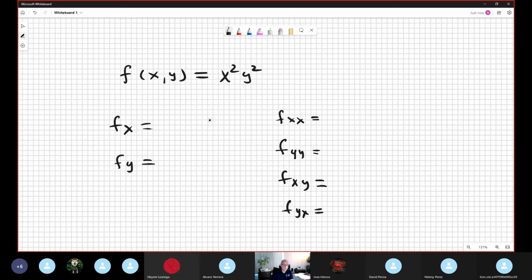2xy squared. Cool. And what about the partial derivative with respect to y, in which you consider that x is a constant? 2yx squared.